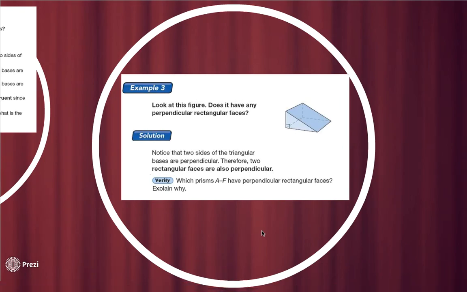Now look at this figure. Does it have perpendicular rectangular faces? Remember, we're looking for faces that connect with each other. The bottom face of this triangular prism is connected with the side right here, and they form a 90-degree angle. So the two sides of the triangular bases are perpendicular, therefore 2 rectangular faces are also perpendicular. Because they connect right here and here, we can tell that the bottom and the side are perpendicular. Whenever they form a little L, we can tell that it forms a 90-degree angle, and that it is perpendicular.